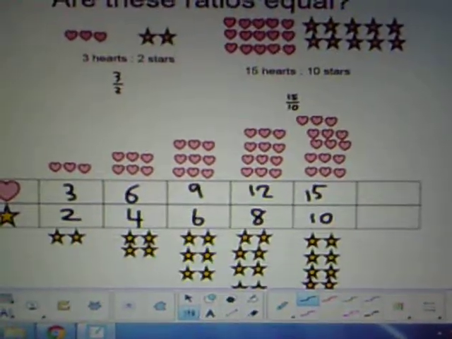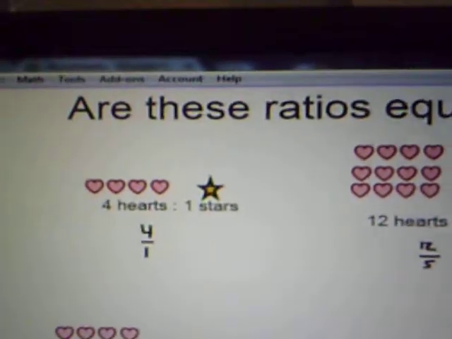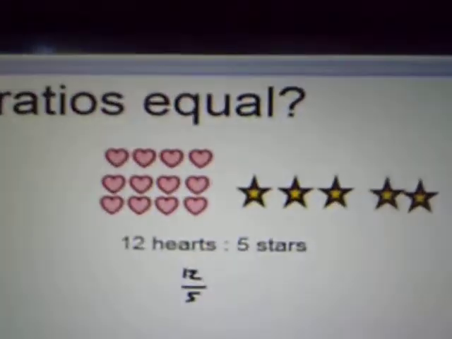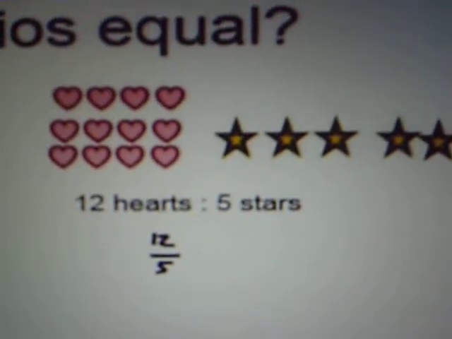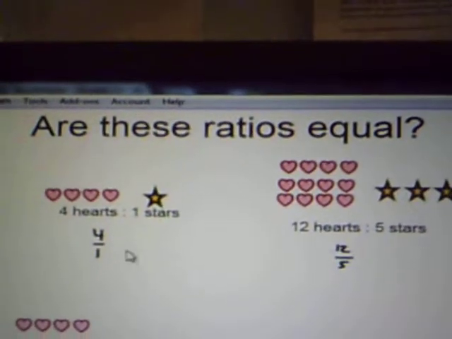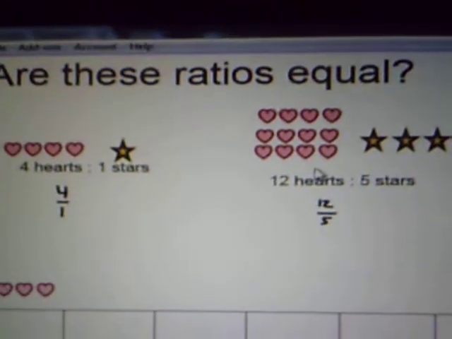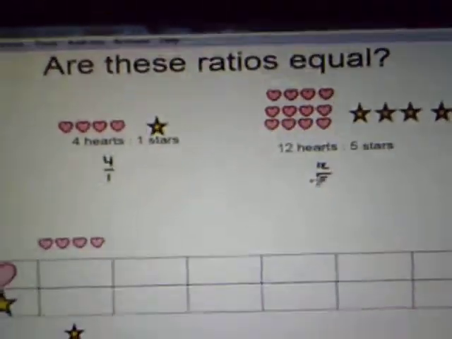Okay, let's look at another example. Again, are these ratios equal? This time I'm using a different ratio. I'm doing a 4 to 1, 4 hearts to 1 star. And I'm asking, is the 12 to 5 ratio equal to the 4 to 1 ratio? Are these two ratios equal? A 4 to 1 and a 12 to 5. Well, let's try.